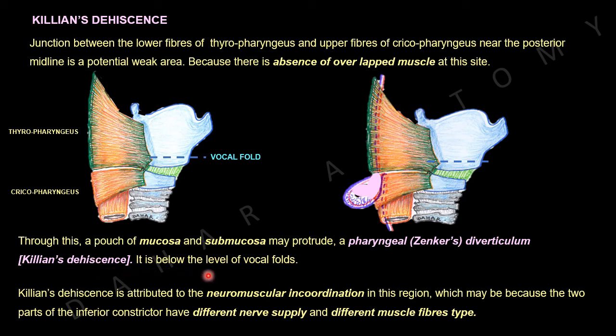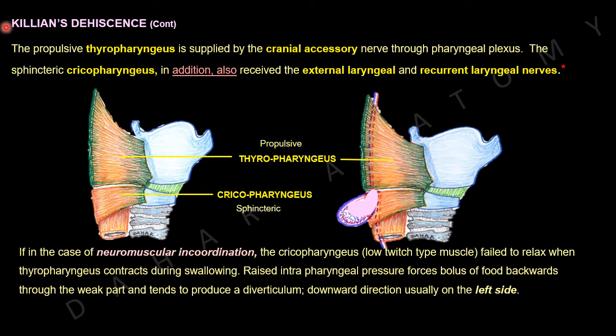It is below the level of the vocal fold, around this. Killian's dehiscence is attributed to the neuromuscular incoordination in this region, which may be because the two parts of the inferior constrictor have different nerve supply and different muscle fiber types. This is the thyropharyngeal part and this is the cricopharyngeal part of the inferior constrictor.